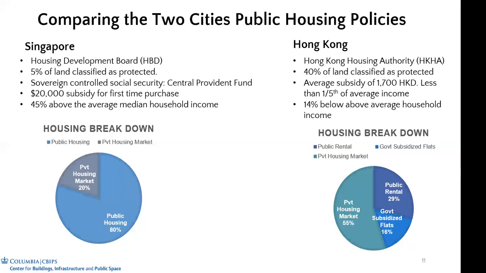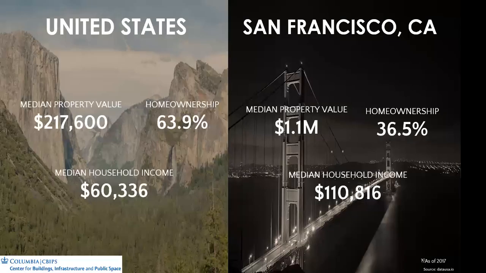And if you just look at the different housing breakdowns, Singapore is mostly public, then private, whereas in Hong Kong, you have the private housing market, you have the public rental market, plus you have your government subsidized flats. Next slide, please.